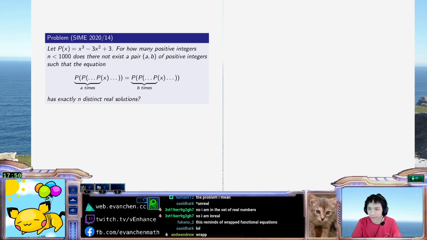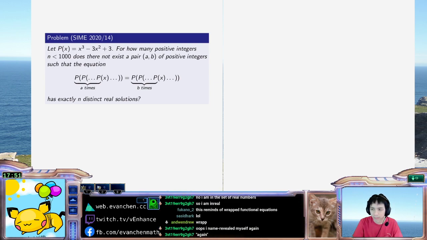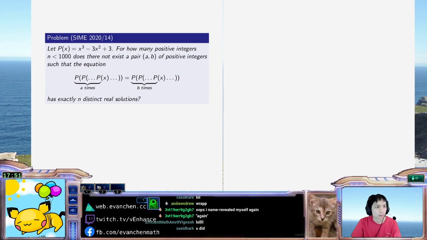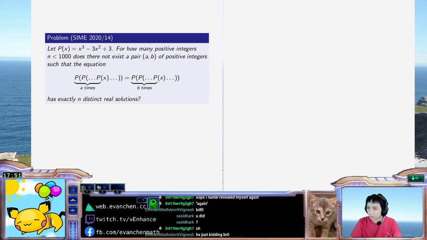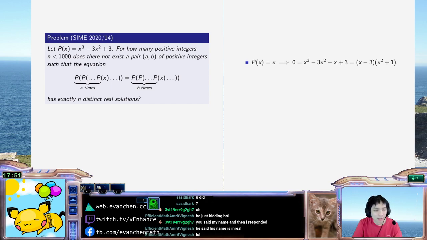Well, okay, first things first, P is a fixed point, right? P equals X implies Px equals minus x plus 3. So this does actually have a real solution, right? It's like x minus 3, x squared plus 1. So I'm guessing, okay, there's in fact a unique fixed point, if I didn't screw up.